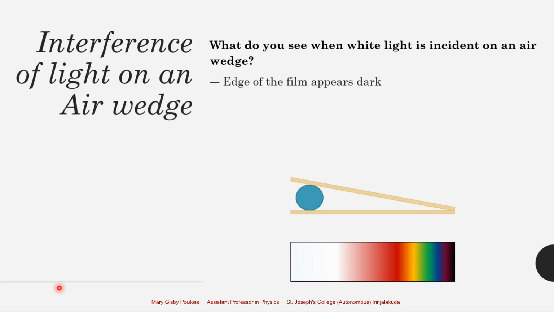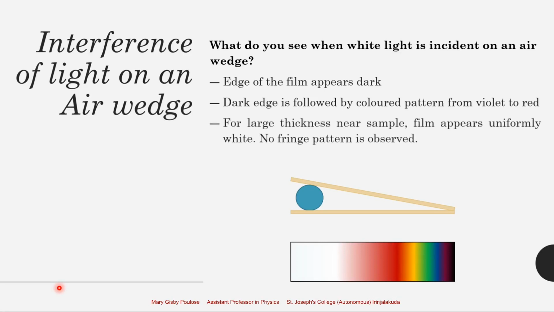So the edge of the film appears dark. The dark edge is followed by a colored pattern from violet to red, and towards the region of larger thickness near the sample, film appears uniformly white where no fringe pattern is observed.